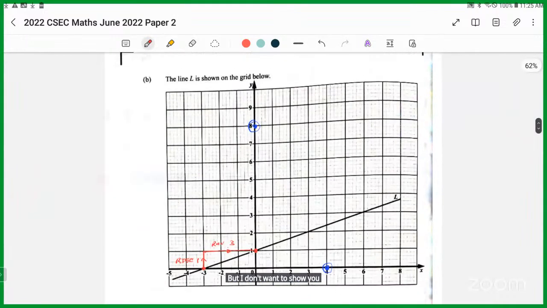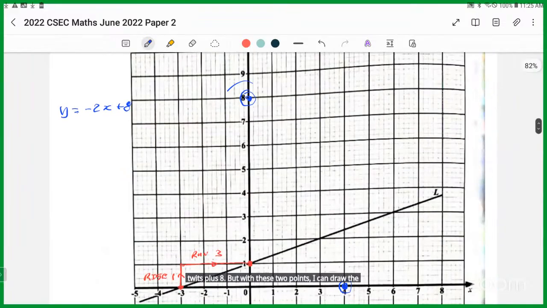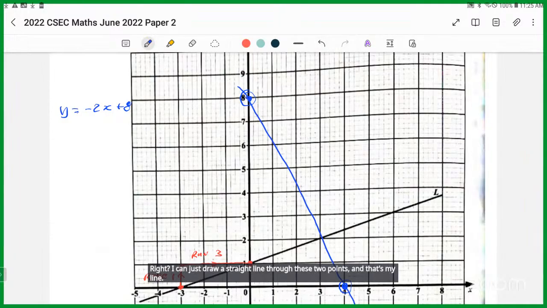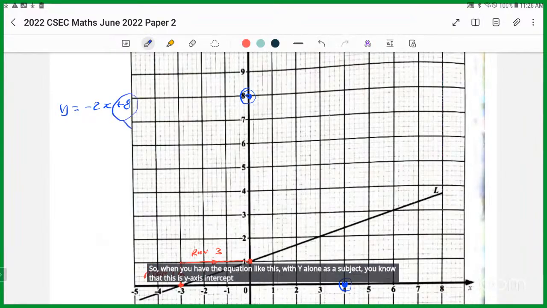The line Q is y equals minus 2x plus 8. Now with these 2 points, I can draw the graph, right? I can draw a straight line through these 2 points, and that's my line. But let me show you another way we could have drawn this line without plotting these 2 points. When you have the equation with y alone as the subject, you know the y-axis intercept is 8, so you would know that point.